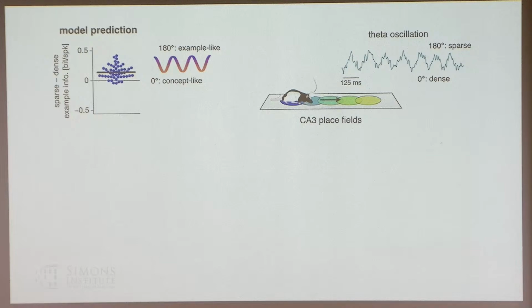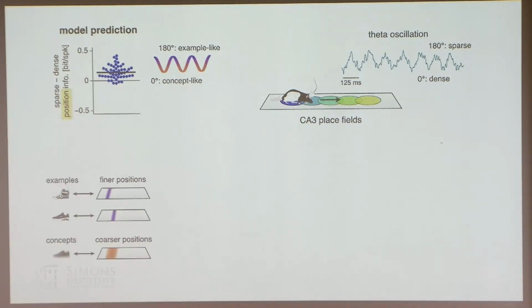In particular, CA3 contains many place cells that have place fields. So many CA3 neurons are active in different locations along a linear track. And so what we predict is that the tuning of these place cells will differ according to whether the network is sparse or dense. In particular, to connect this biological system with our model, we take a leap of faith that the memories that place cells are encoding are positional memories along a linear track.